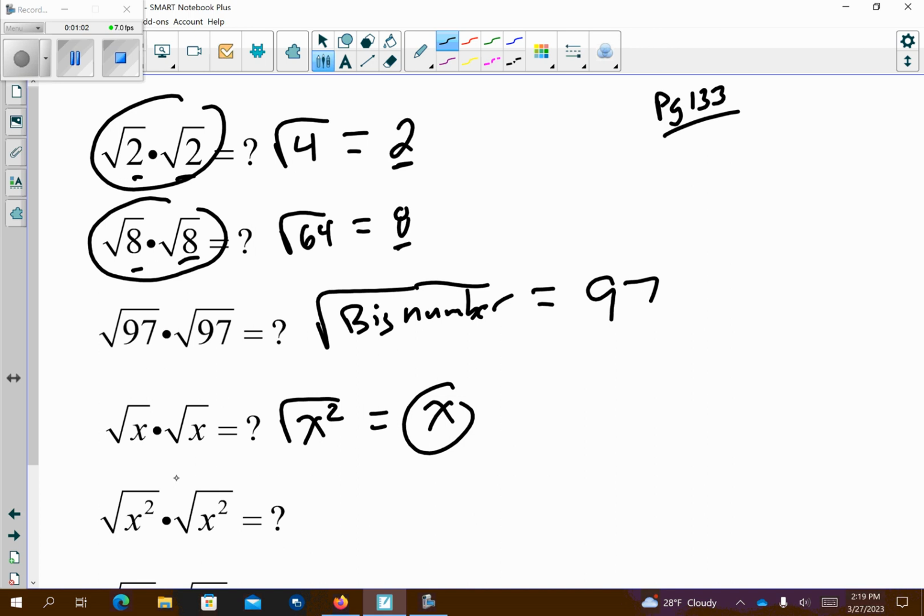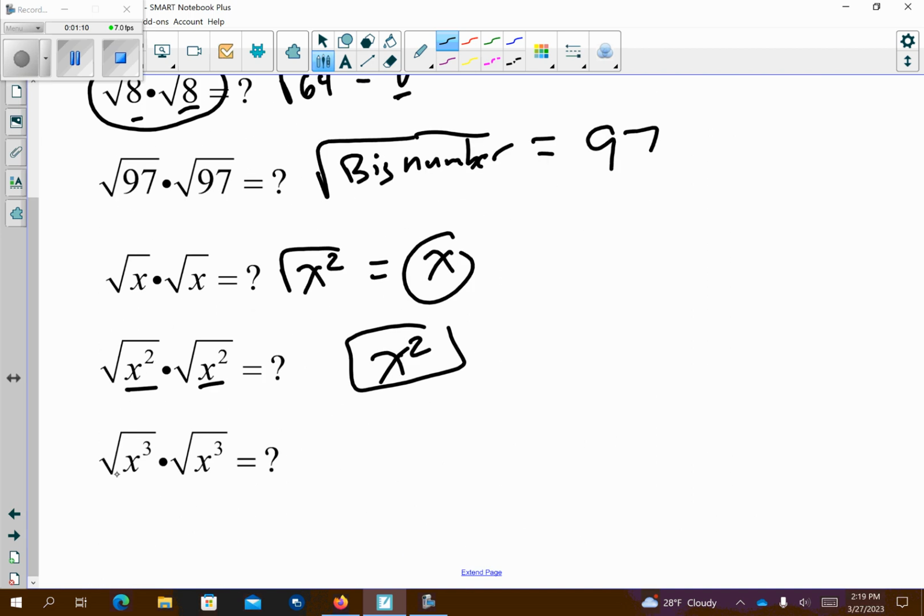What about this one here? This comes out to, what do we have under the radical? X squared. What do we think this last one might be? Yeah, it's x to the third, because basically that would have become x to the sixth, which actually, when you take the square root with an exponent, you take half the exponent.